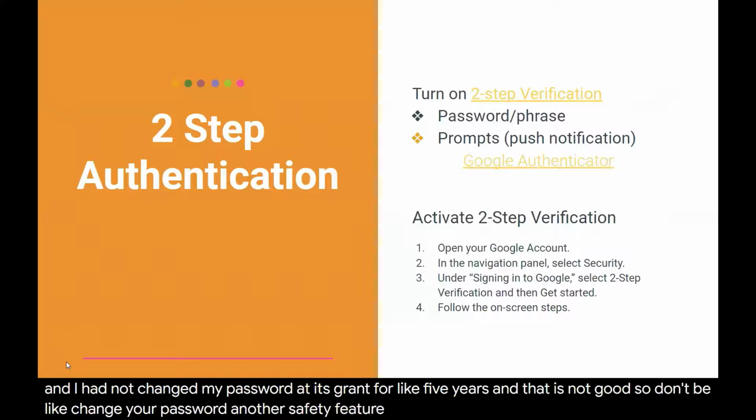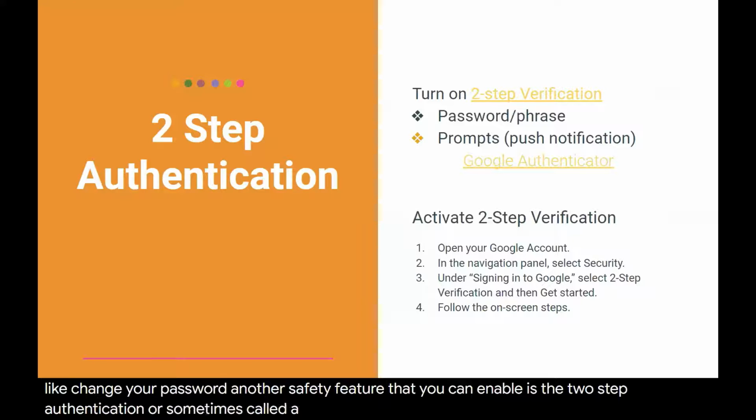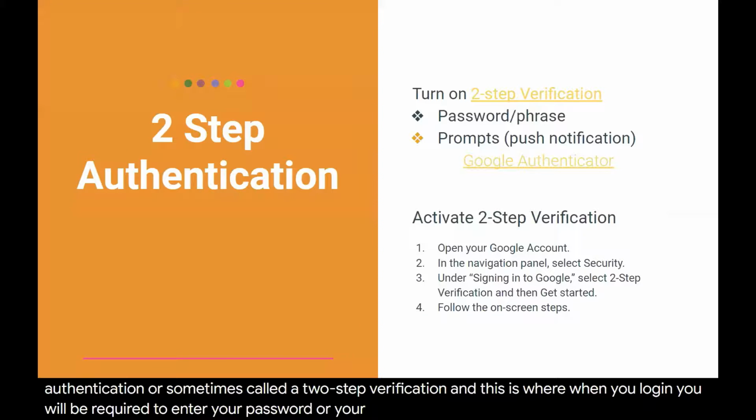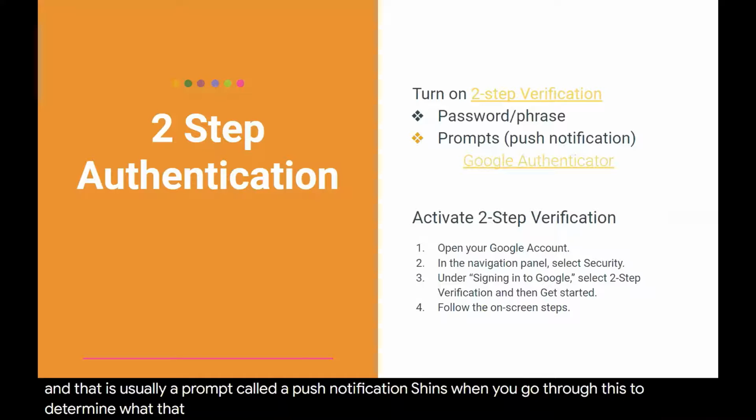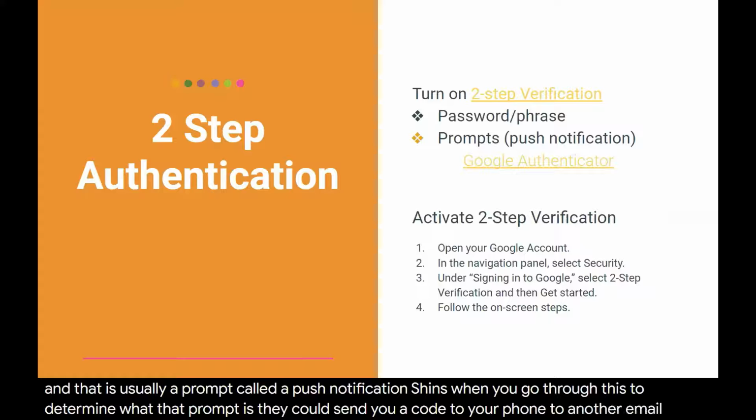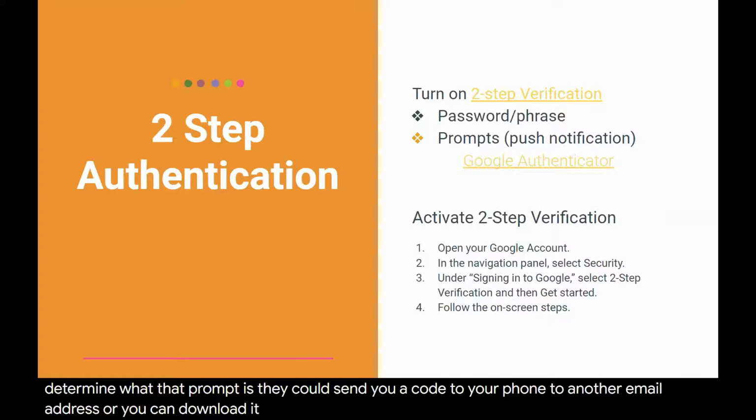Another safety feature that you can enable is the two-step authentication, sometimes called two-step verification. This is where when you log in, you will be required to enter your password or your passphrase, and then there will be a second step, and that is usually a prompt called a push notification. There are some options when you go through this to determine what that prompt is. They could send you a code to your phone, to another email address, or you can download a Google Authenticator app. That is what I have chosen to do.